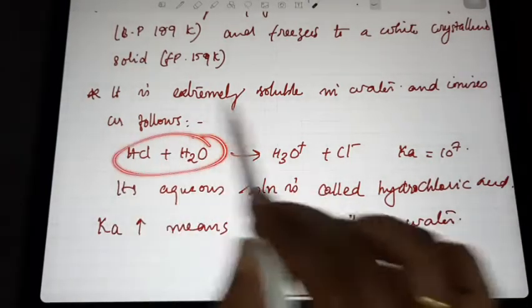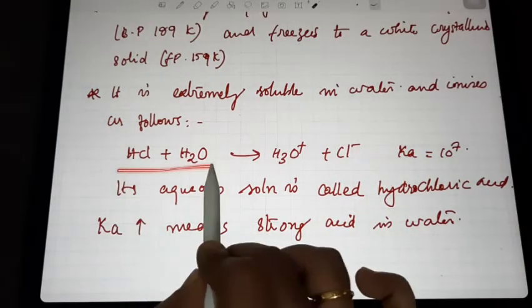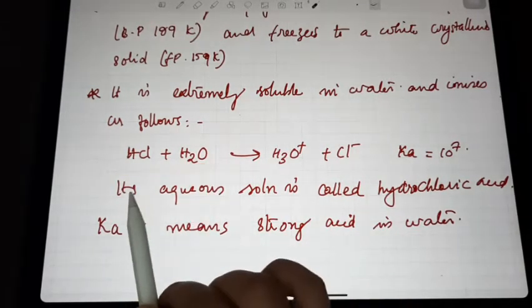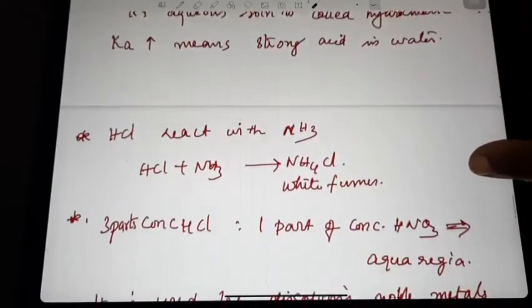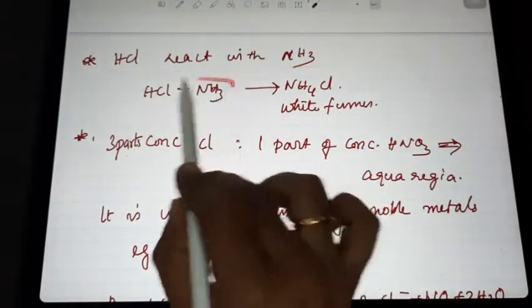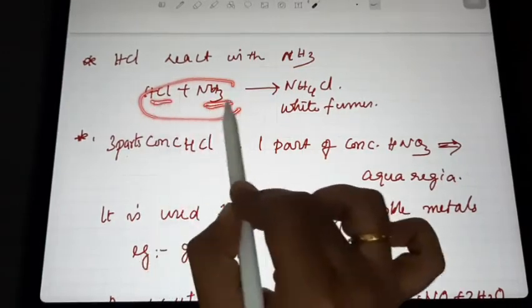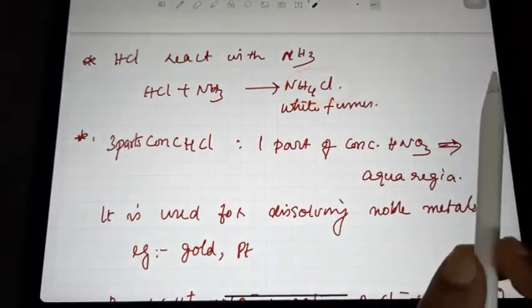So this HCl in H2O, instead of hydrogen chloride, we use the name hydrochloric acid solution. HCl alone we call hydrogen chloride, and we also use the name hydrochloric acid. How does the name come? Because HCl is highly soluble in water, hydrogen chloride is also called hydrochloric acid solution. Next, when HCl reacts with ammonia, acid plus base, it results in a salt. Here NH4Cl results with white fumes.